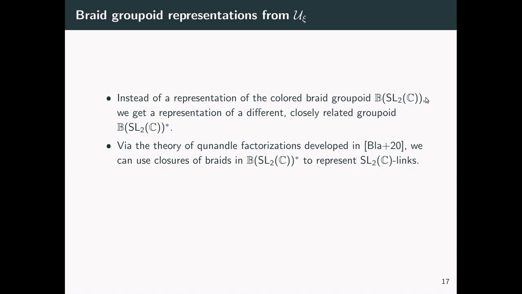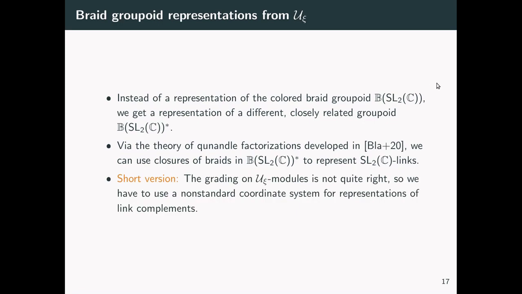The point of all this is that there is a theory that lets you say that instead of using closures of this to describe links with SL2C representations on their complements, you can use endomorphisms of this. So you have some different kind of colored braid. If you didn't understand what I was saying, here's one way to think of it. The grading on UC modules is not quite right. It's the wrong group, but it is fixable. You just have to use a weird coordinate system. That's really all this is.